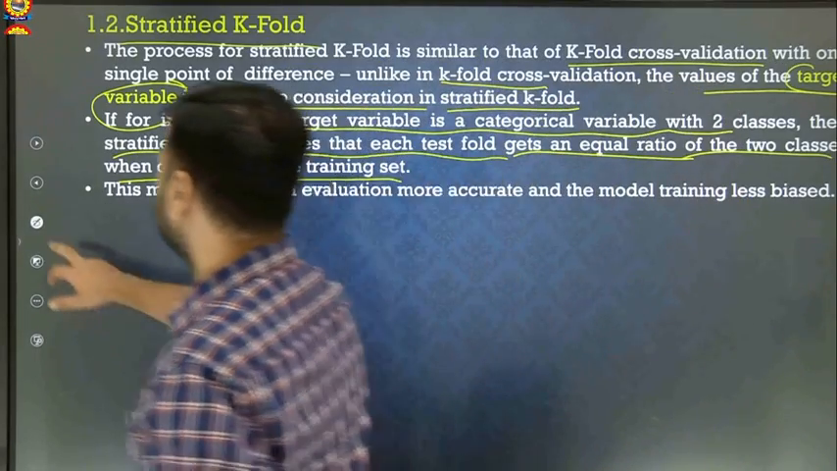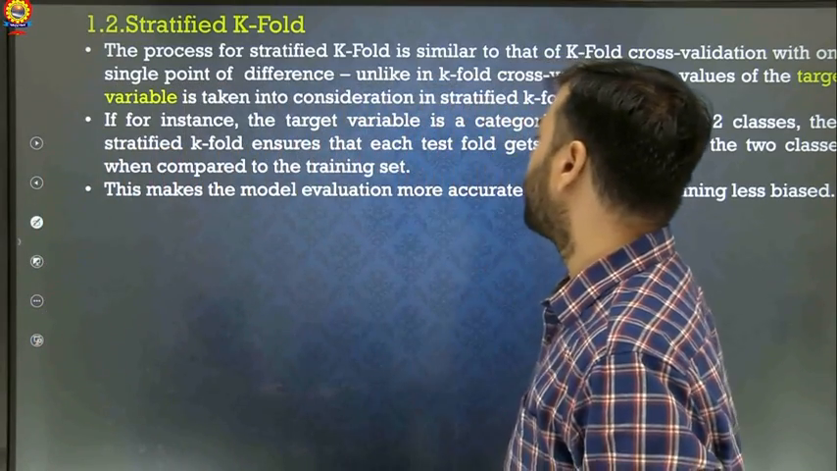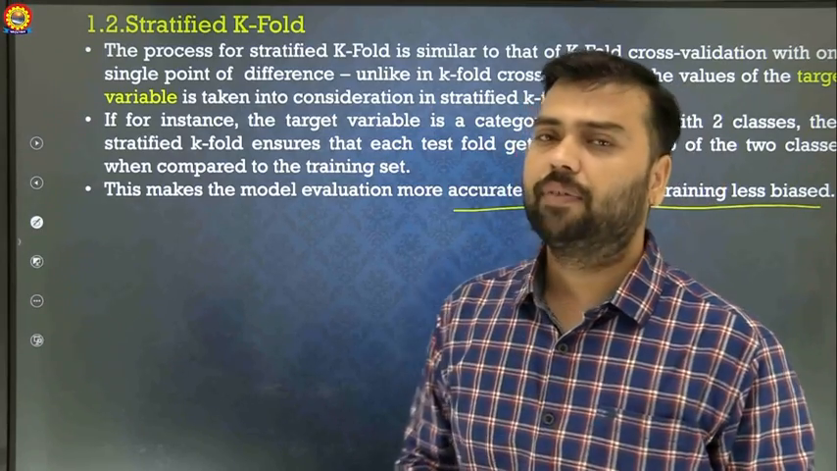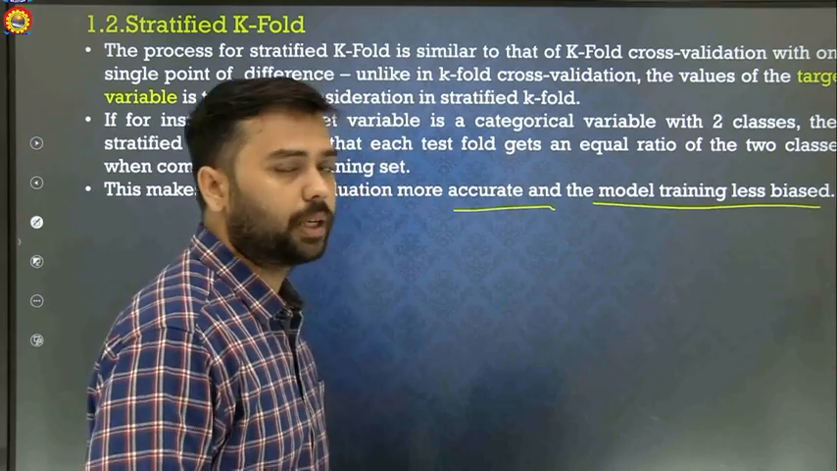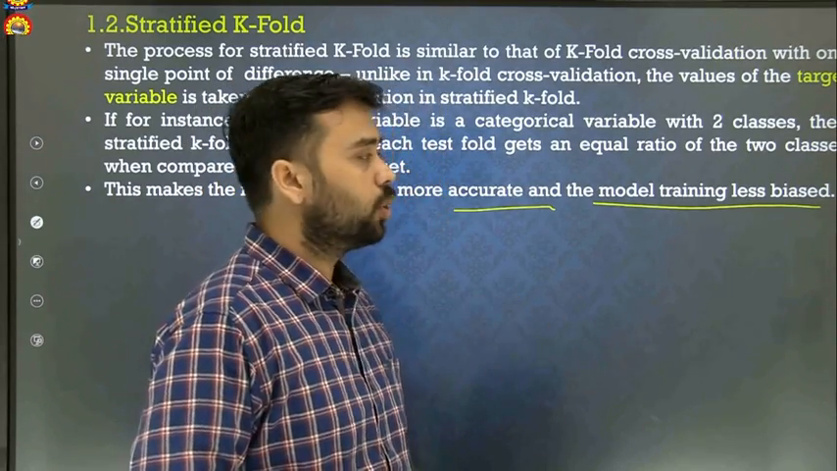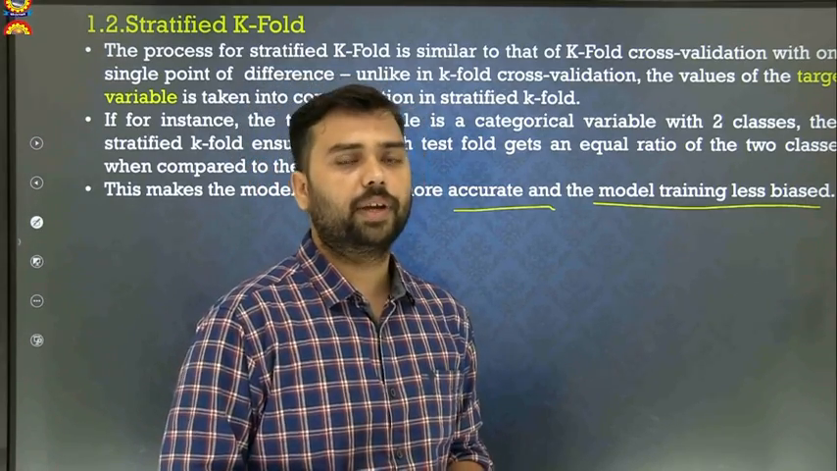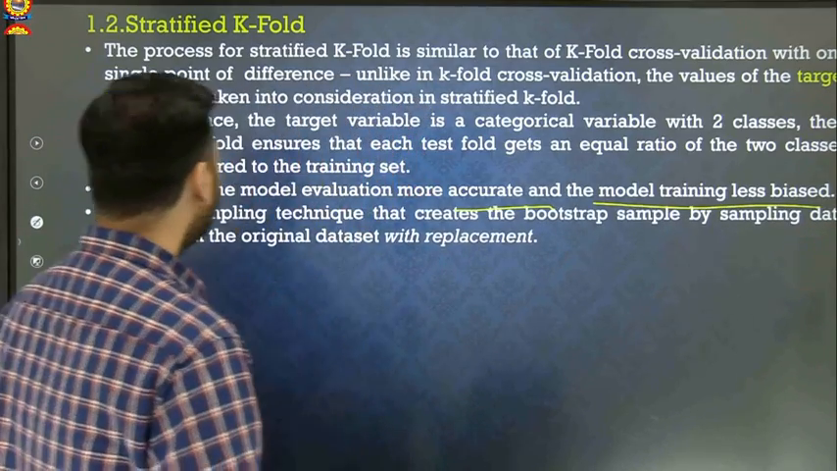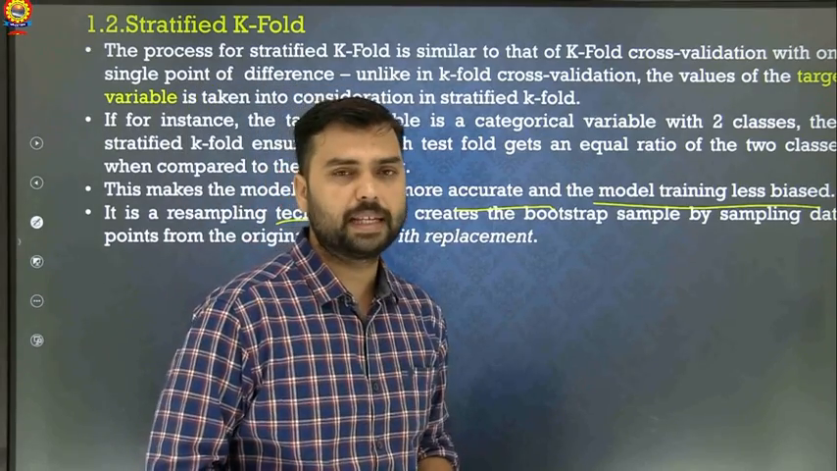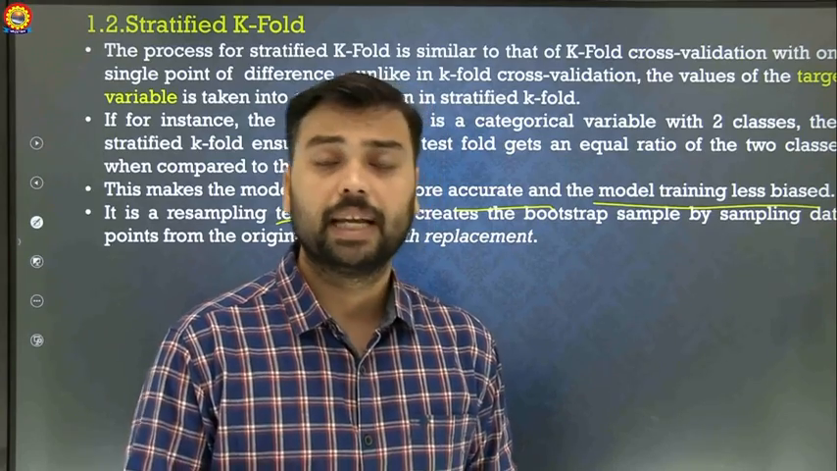Then this makes the model evaluation more accurate and the model training less biased. Bias means the value is going apart from the target value. Okay, so it is not biased. It is best suited because we are considering the target variable also. It is a resampling technique. We know very well what resampling means: if we change the test data and training data repeatedly in each iteration, then it is known as resampling.